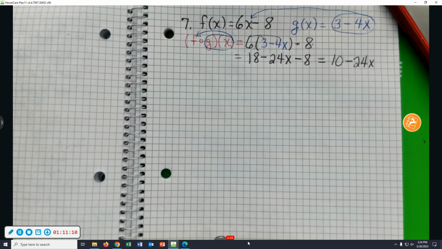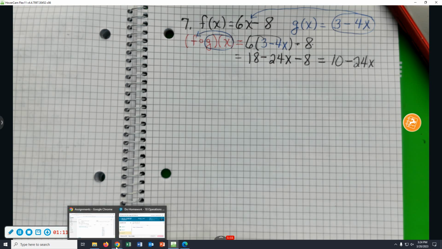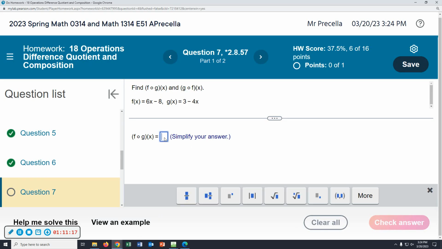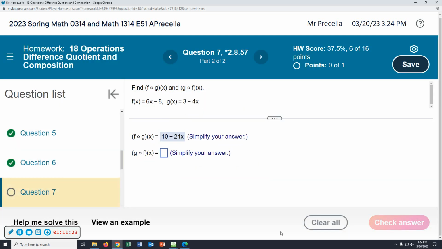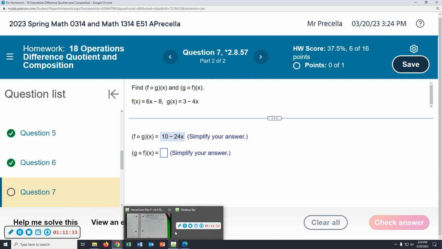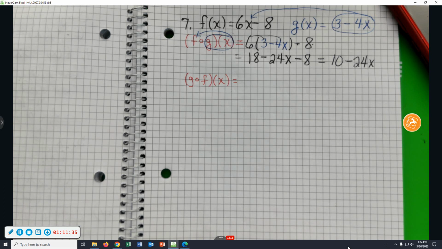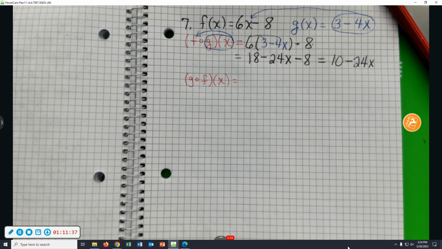I'm going to rewrite the problem. Do you want to go ahead and plug in that answer so that we don't get timed out? Type 10 minus 24x. Okay. The next thing we're doing is g of f of x. We're reversing the function. Okay, I'll just read it on this one.